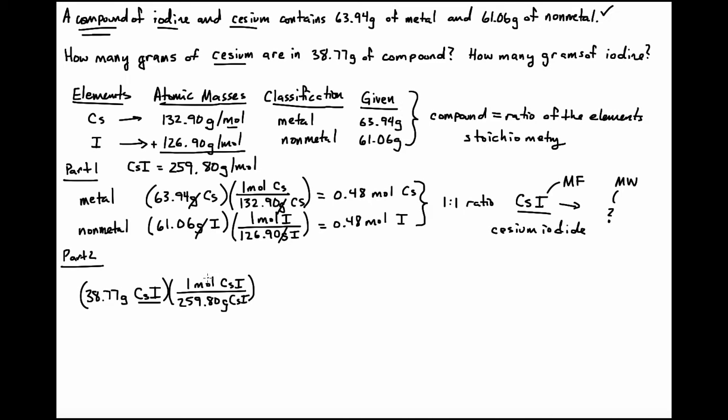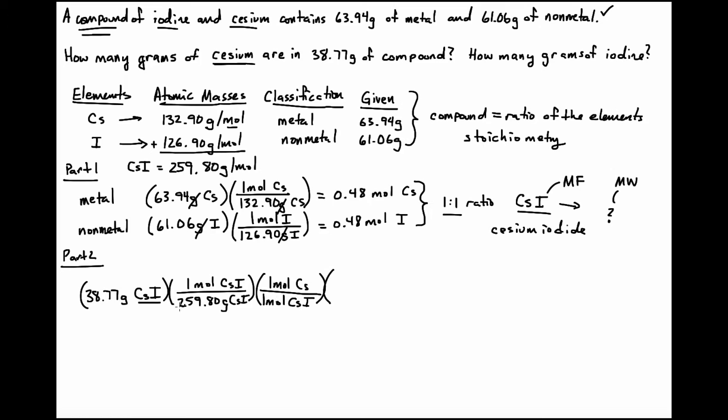Anytime we're doing a conversion, we always have to convert to moles, because moles are the normalizing factor in those problems. So it's asking us to solve for cesium to begin with. So now we're at moles of cesium iodide. So for every 1 mole of cesium iodide, we have 1 mole of cesium, and we got that from this ratio here.